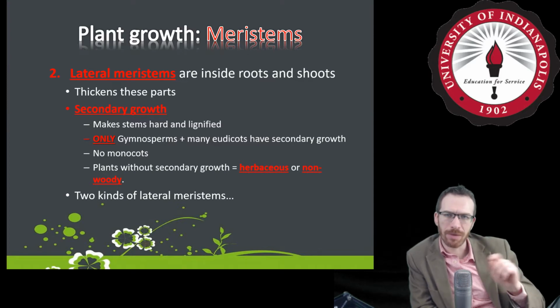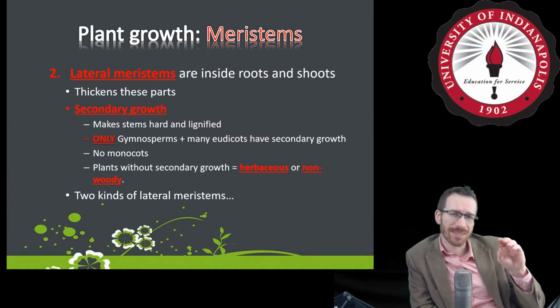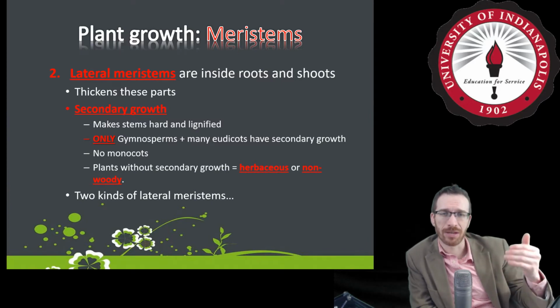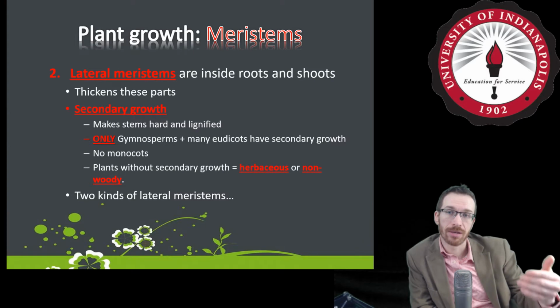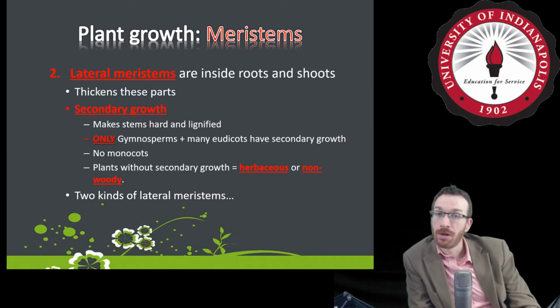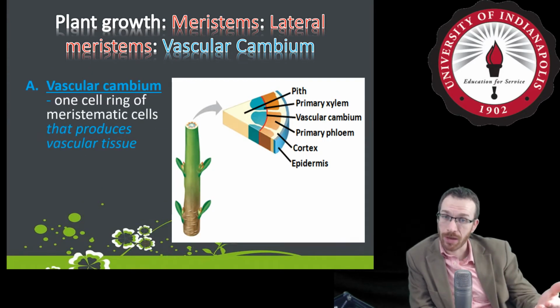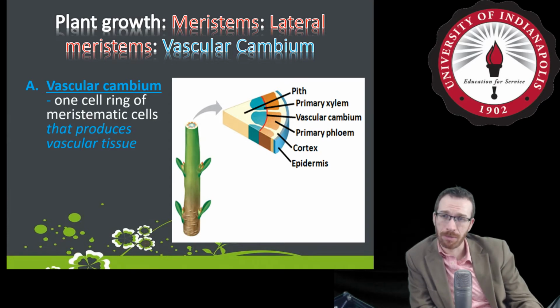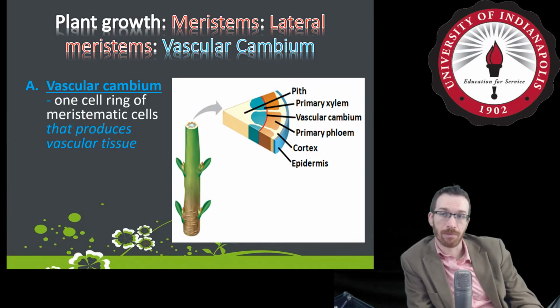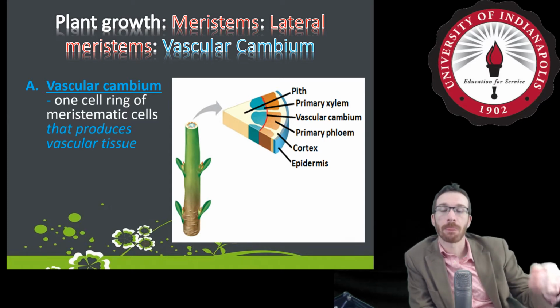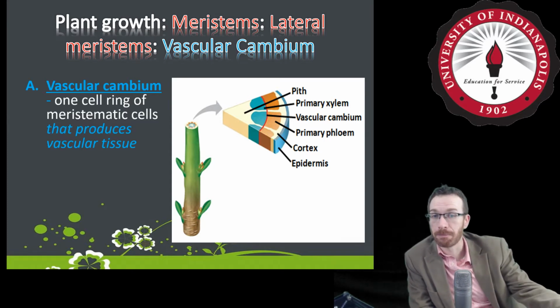So I want to make that distinction because that's a little bit confusing. Okay, both of these types of meristems are present in all plants, but they have a slightly more advanced purpose in our hardened, woody trees, plants that have secondary growth. So there's two kinds of lateral meristems. The first is a vascular cambium. The vascular cambium is basically what is producing xylem and phloem. Okay?